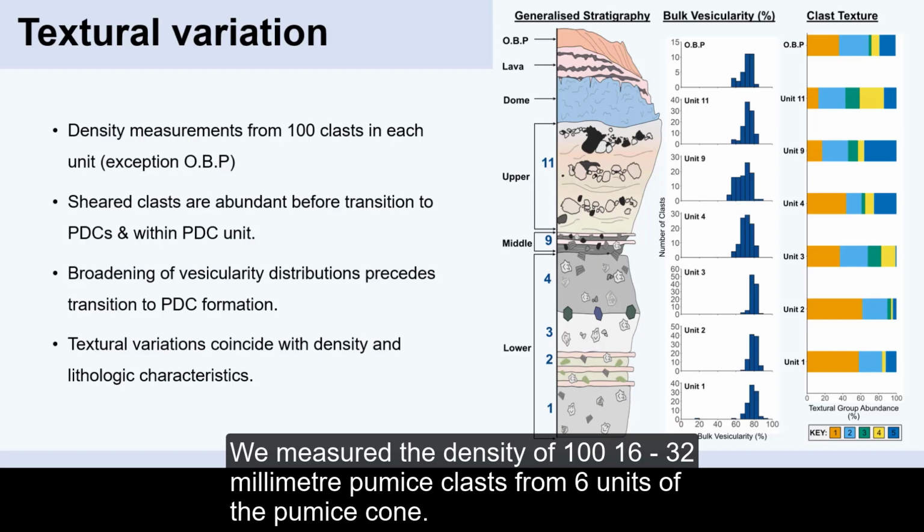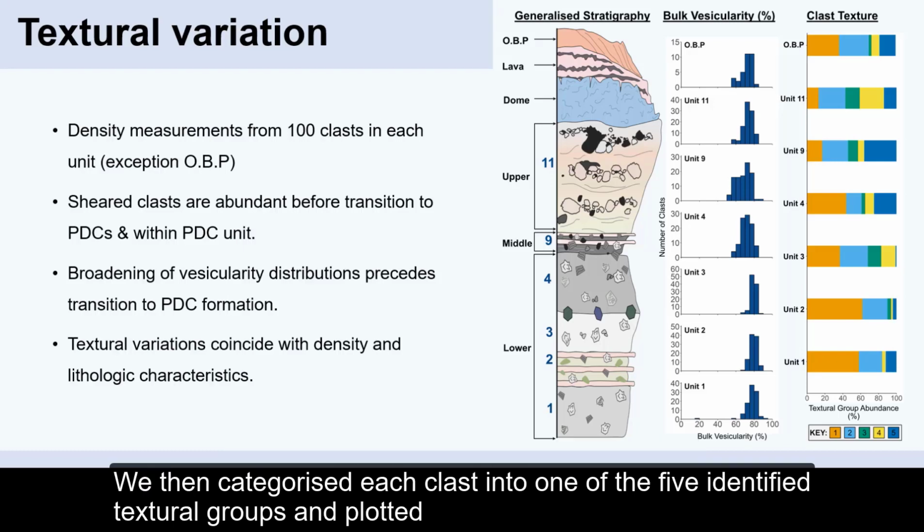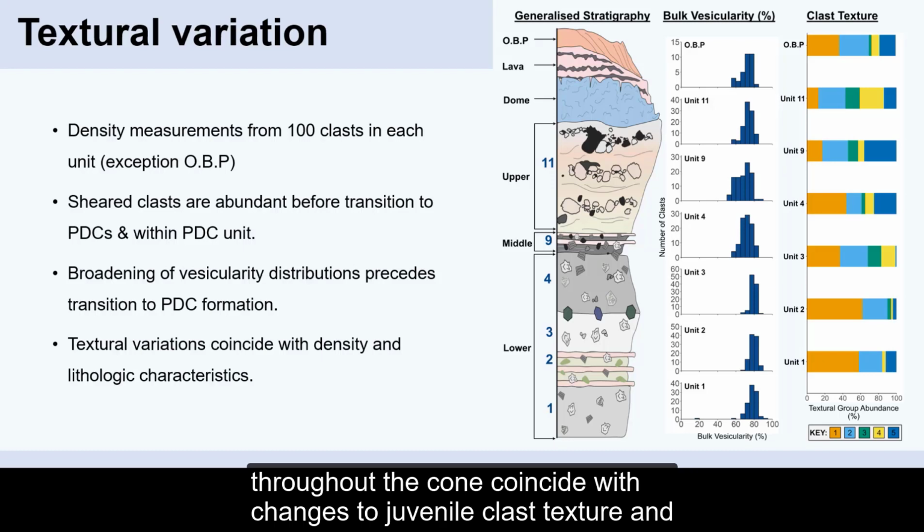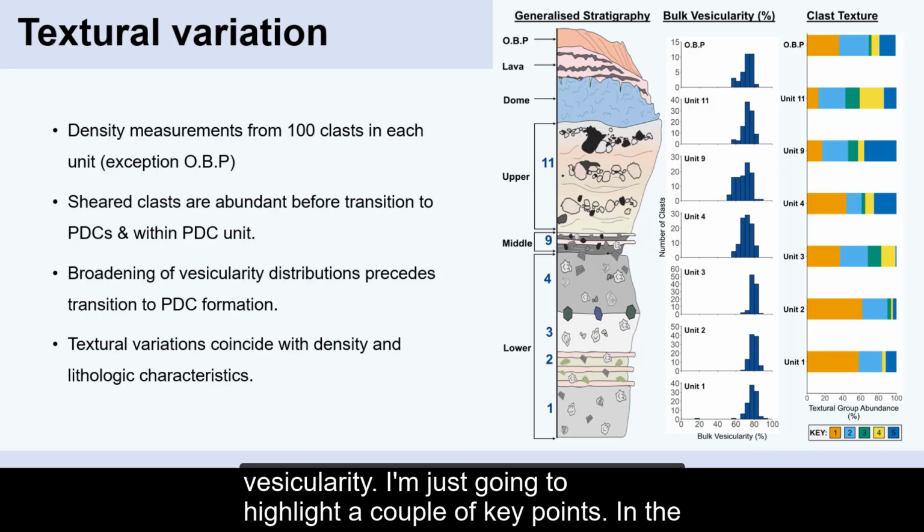We measured the density of 116 32 mm pumice clasts from 6 units of the pumice cone. We then categorized each clast into one of the 5 identified textural groups and plotted these as percentages. We can see that patterns in lithologic characteristics throughout the cone coincide with changes to juvenile clast texture and vesicularity. I'm just going to highlight a couple of key points.